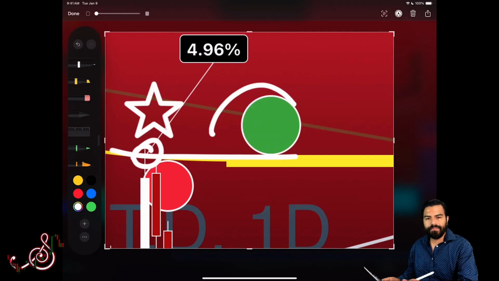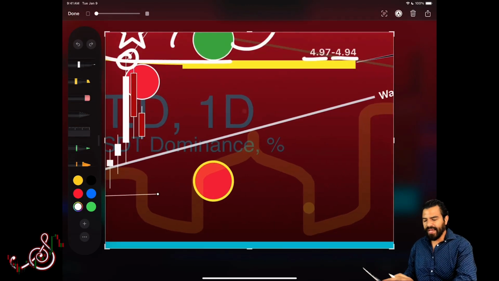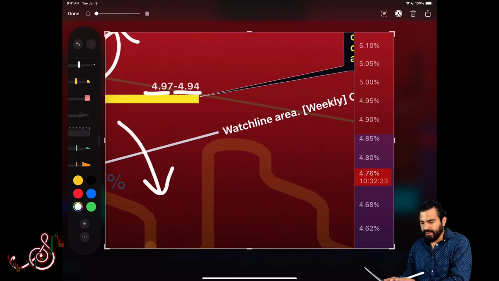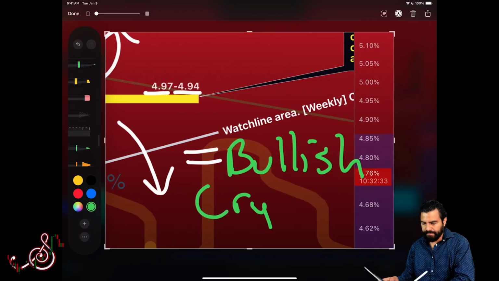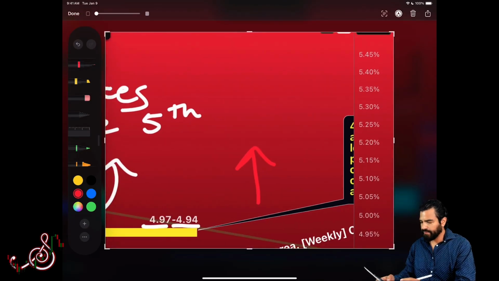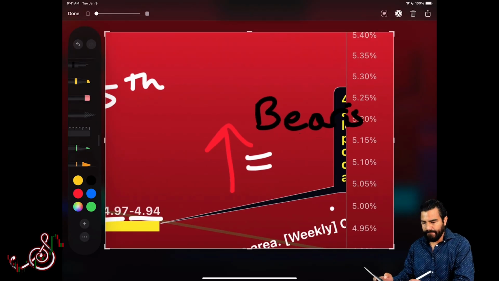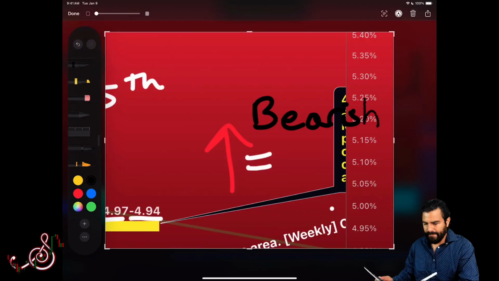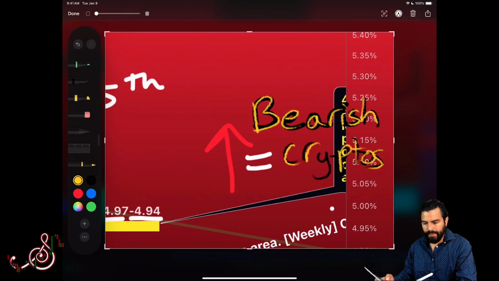But if we break and build above this area, it makes it more likely that this will go higher and cryptos will go lower. When this goes down equals bullish cryptos. Up equals bearish cryptos. I'll write that in yellow. It's good to have this.